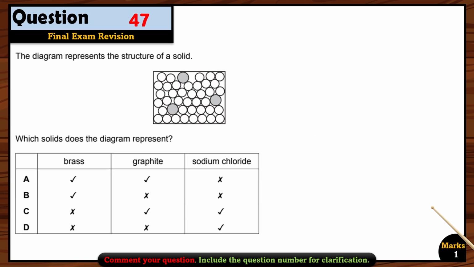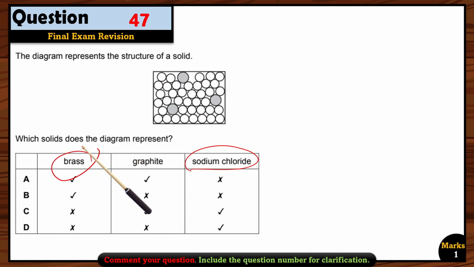47. The diagram represents the structure of a solid. Which solid does the diagram represent? So it's simple. Alloys, I already have told you, are a mixture of two or more elements, right? At least one of them will be a metal and the other one will be a non-metal. So if you look at the structure, of course, it will not be sodium chloride because it's an ionic compound, so there should be ions. But let's see for graphite and brass, because they are made up of atoms.